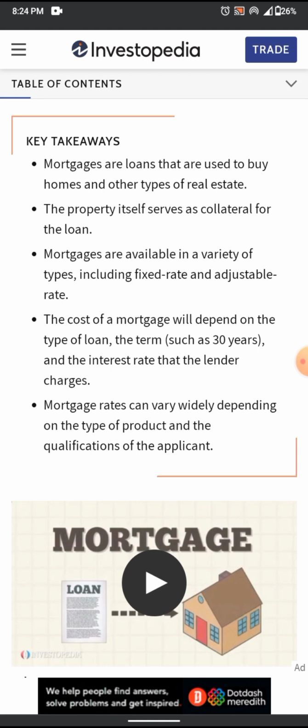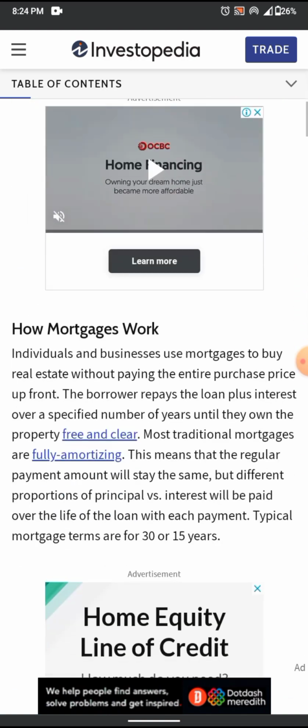The cost of a mortgage will depend on the type of loan, the terms such as 30 years, and the interest rate that the lender charges. Mortgage rates can vary widely depending on the type of product and the qualification of the applicant.